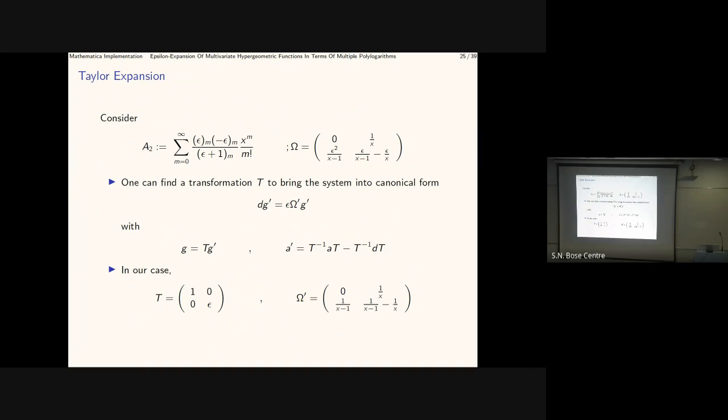So it turns out that one can perform a suitable transformation T. That means we change the basis from g to g prime by a matrix T that is given by this, such that this Pfaffian system can be brought to something called a canonical system where epsilon is now factorized out of this matrix omega. So by the change of basis, we do this, and this omega prime now looks like this. And now we need to find the solution of the differential equation order by order with a proper boundary condition.